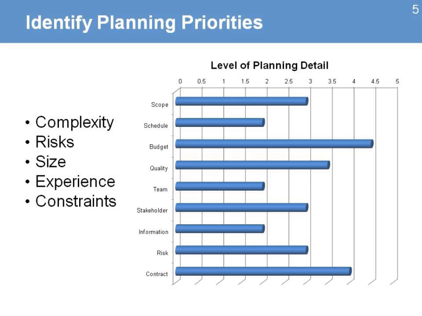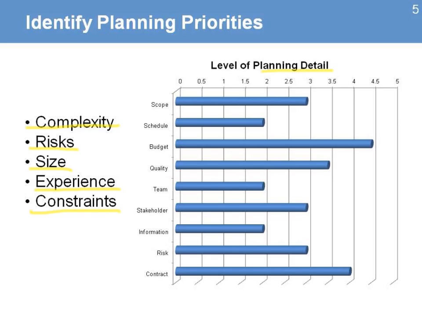One of the elements in defining the planning priorities in the planning approach is to identify how each one of the project management plans will contain a level of detail. Depending on your project, the level of complexity, the level of risk, the size of your project, the experience of your project team, and the constraints that were identified in the project, you might identify that you have different levels of detail needed for each one of the areas of project management.